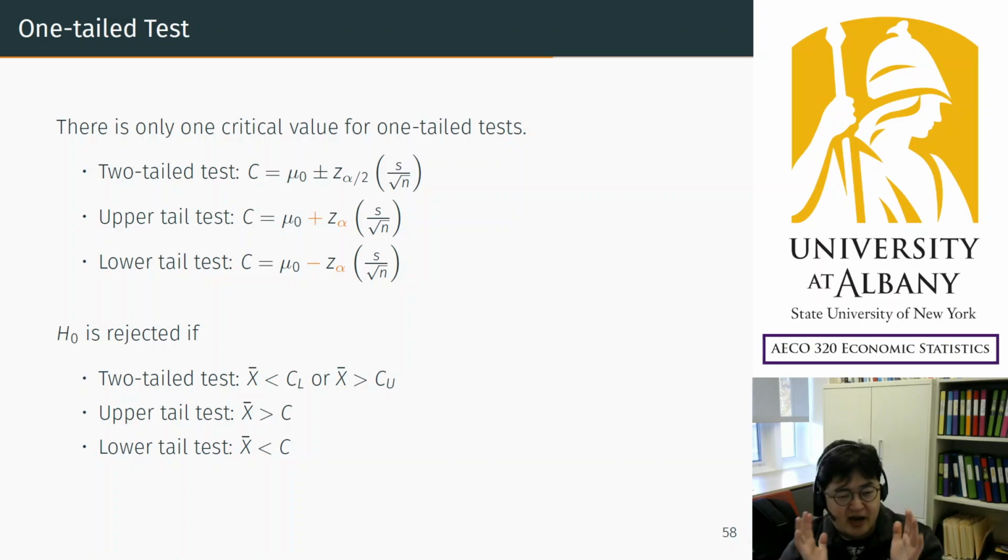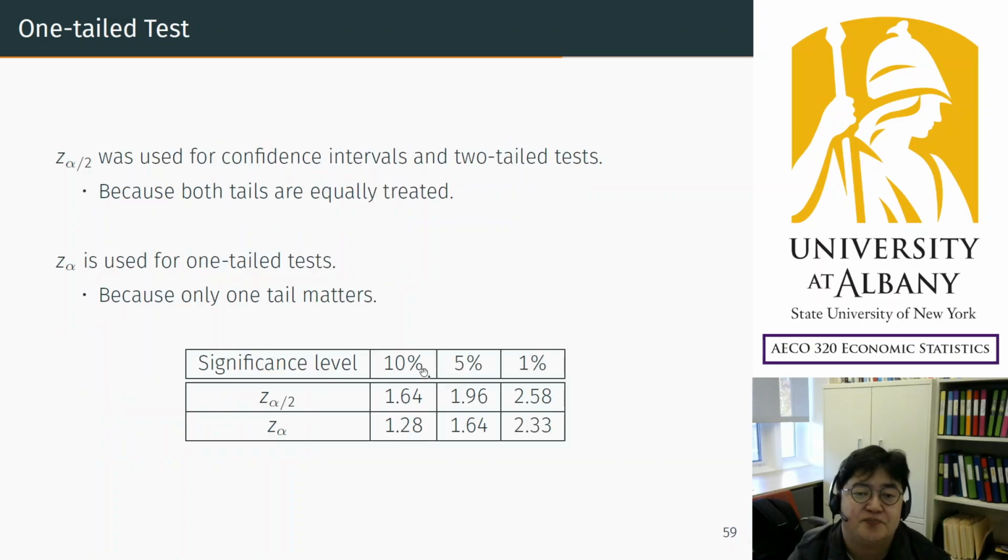Okay, so you may think it's a minor change, but it is also a confusing change. Let me compare, especially this part, which is the most confusing. z alpha over 2 was the common number we have used earlier, like for confidence intervals and two-tail tests. However, z alpha is for the one-tail test, which is different from the earlier numbers. So this is the comparison.